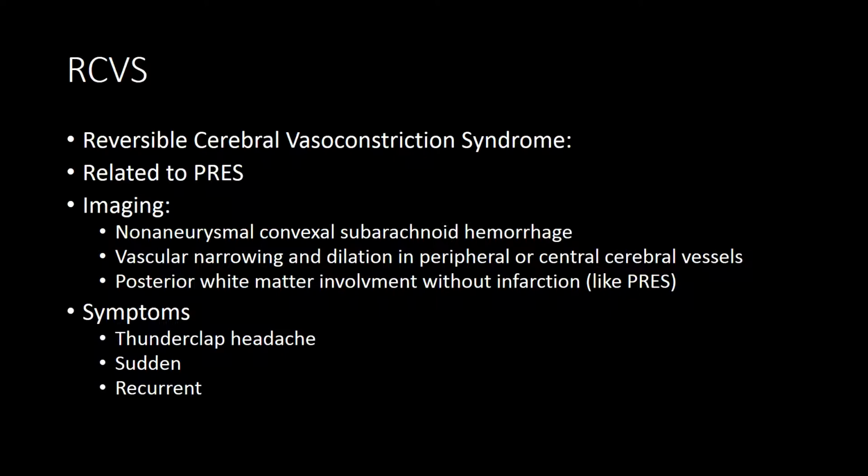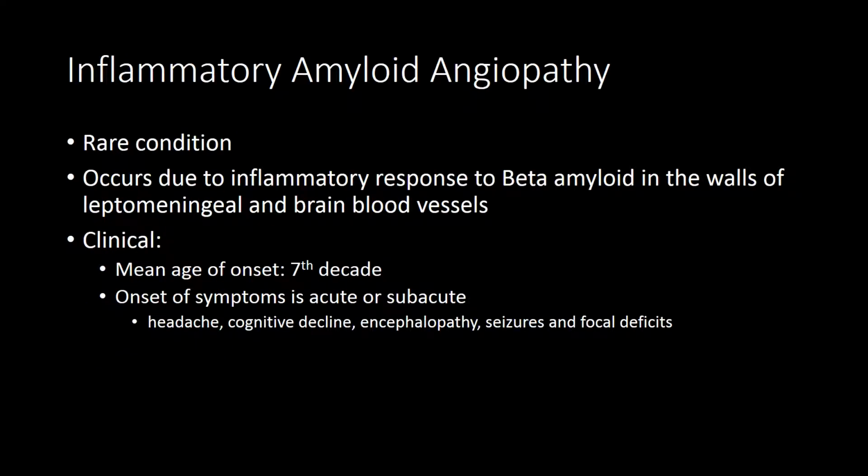PRES can be associated with this condition called RCVS, otherwise known as reversible cerebral vasoconstriction syndrome. On imaging, what you'll see is non-aneurysmal convexal subarachnoid hemorrhage. You can see vascular narrowing and dilatation in the peripheral or central cerebral vessels. And you can see posterior white matter involvement without infarction with the imaging appearance of PRES. And patients present typically with a thunderclap headache. It's sudden and it's recurrent. And the way you diagnose RCVS is with angiogram. You can do CTA or MRA, but it's not as sensitive.